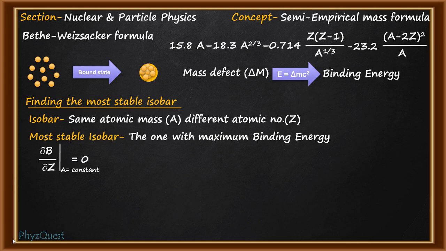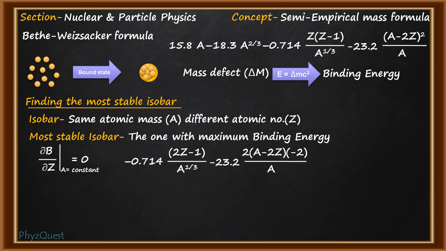So here is the expression we are given for the binding energy. When we differentiate it with respect to Z, keeping A constant, the first two terms will be 0 because A is already constant. Now we have to differentiate the remaining two terms. When we differentiate, it gives minus 0.714 into (2Z minus 1) divided by A to the power 1 by 3, minus 23.2 into 2 into (A minus 2Z) into minus 2 divided by A. This will be equal to 0.